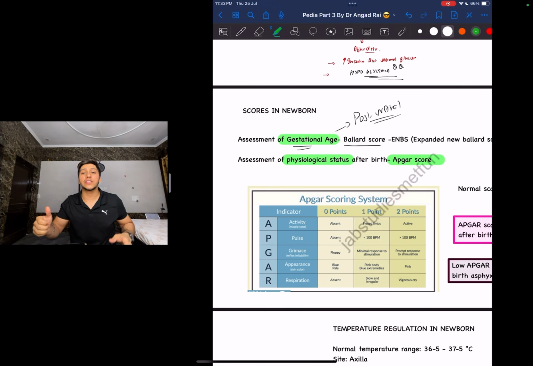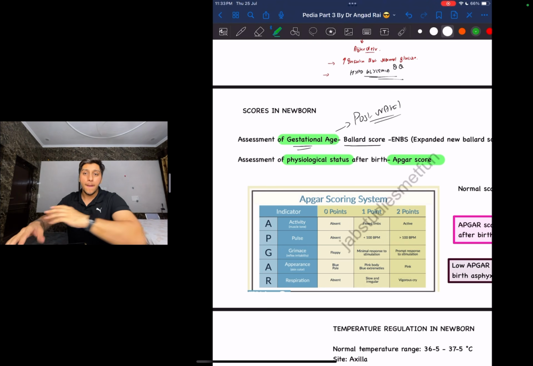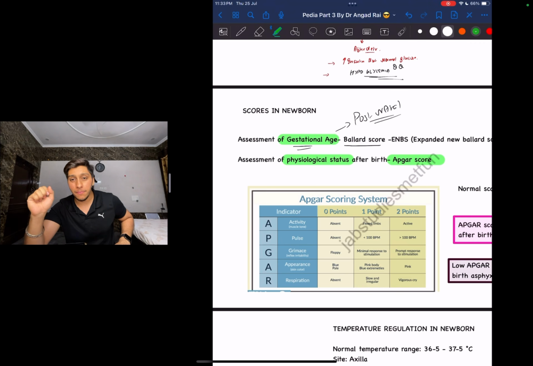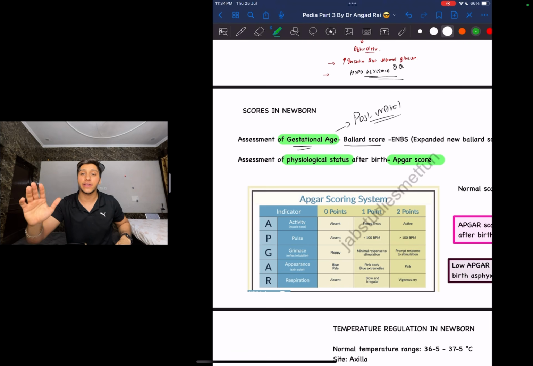The ideal condition is you want to have a pink to red baby, meaning fully perfused, everything is there. Worst case condition is if there is no oxygen, hypoxia is there, the baby will be fully blue. And if the extremities are blue in color but the trunk is red, that is known as acrocyanosis. So remember, in case of appearance, if it is completely blue, you will give 0. If it is completely pink or red, you will give 2. And if you see the limbs are blue in color but the trunk is pink, you will give 1. So that is A done.